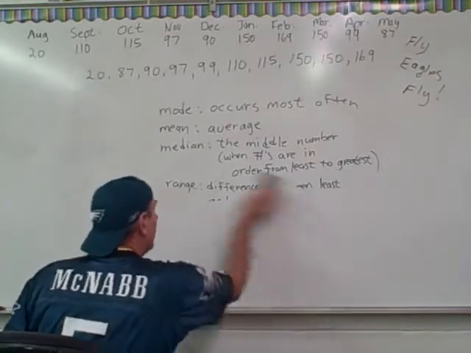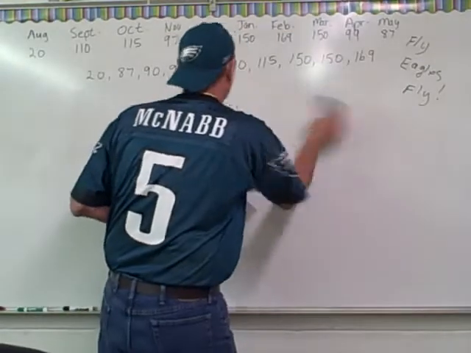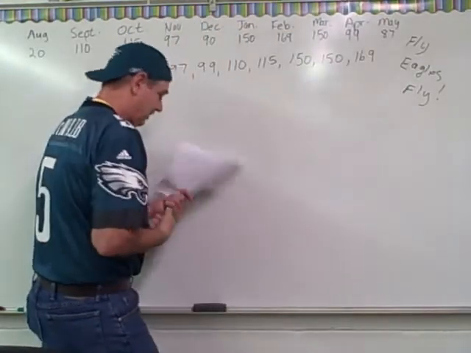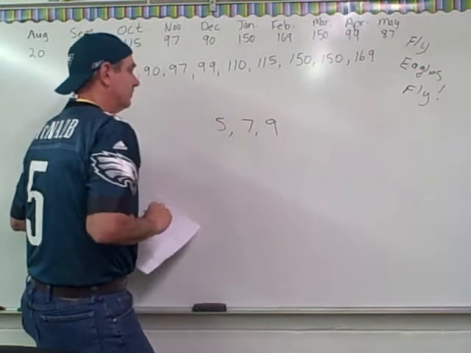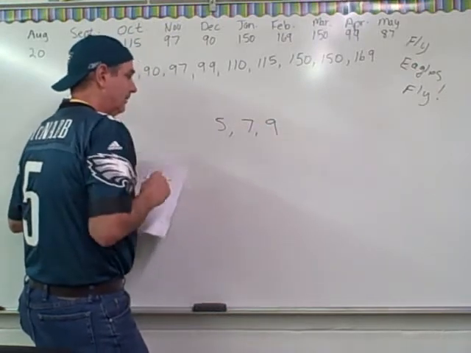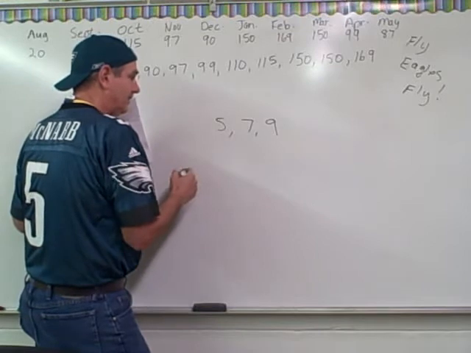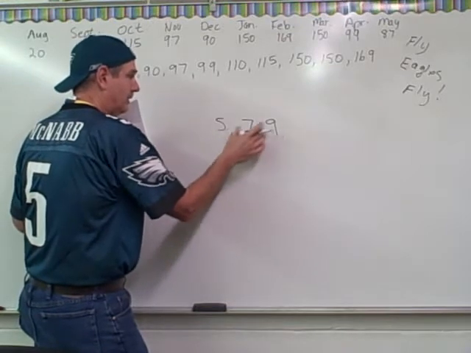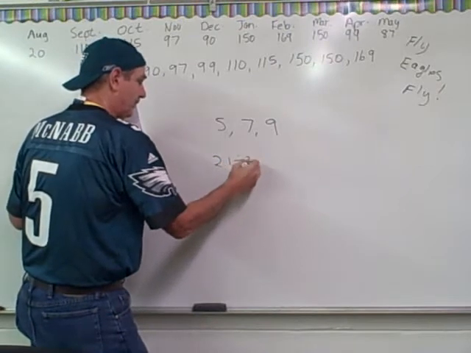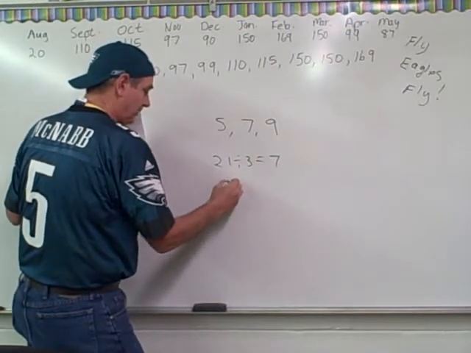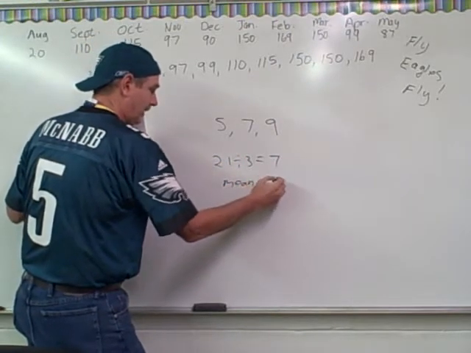So let's take a look at a very small set of numbers and see how these apply. So 5, 7, and 9. The average of 5, 7, and 9 would be 5 plus 7 is 12, and 9 more makes 21, and 21 divided by 3 is 7. So the mean equals 7.